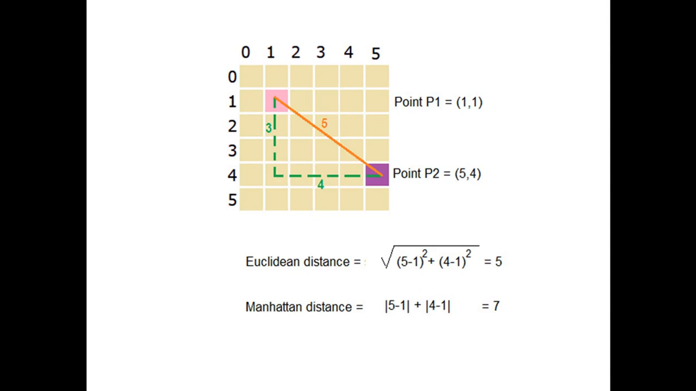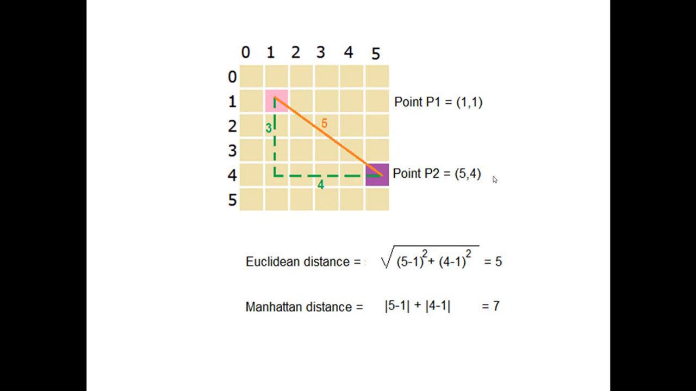How is Euclidean distance calculated? You can do it in 2 ways. Either you take the length of the hypotenuse, or you use the formula: square root of (x2 minus x1) whole square plus (y2 minus y1) whole square. That is how we obtain the Euclidean distance. Similarly, Manhattan distance is the mod of the differences between the points, that is, only the positive values.